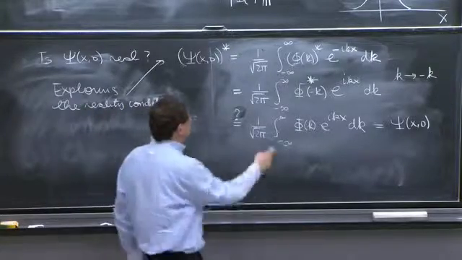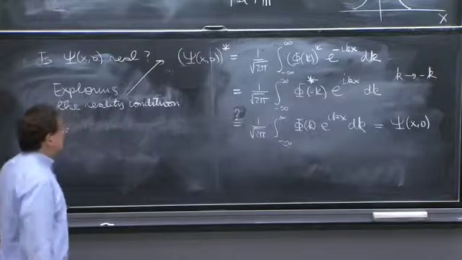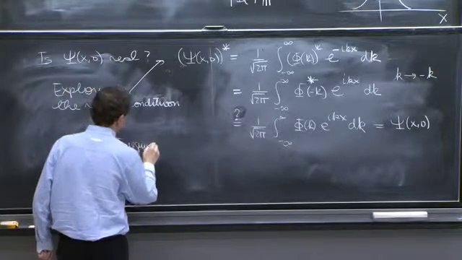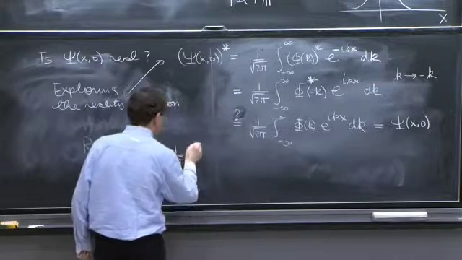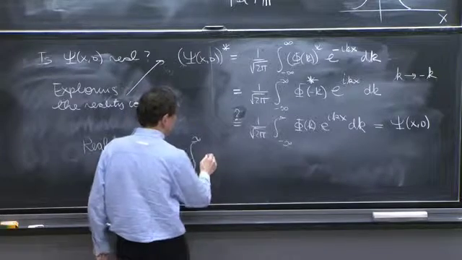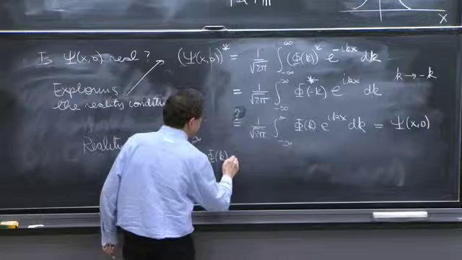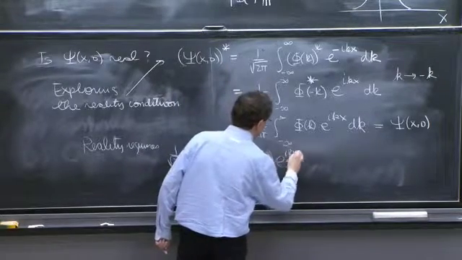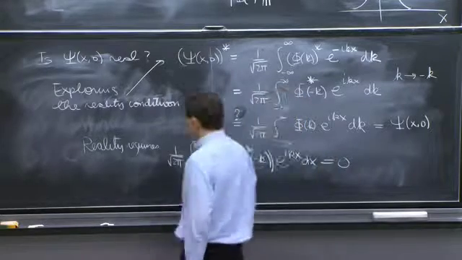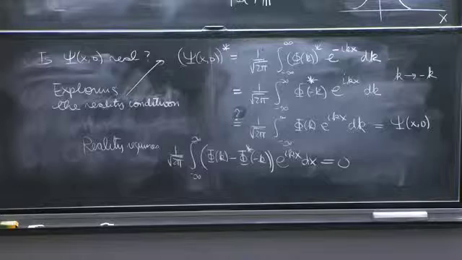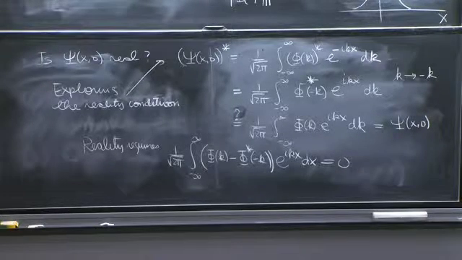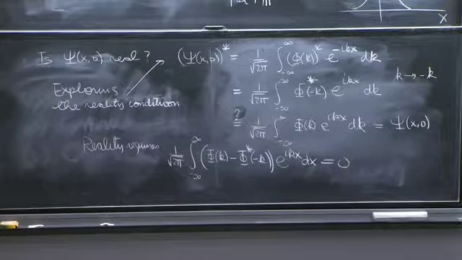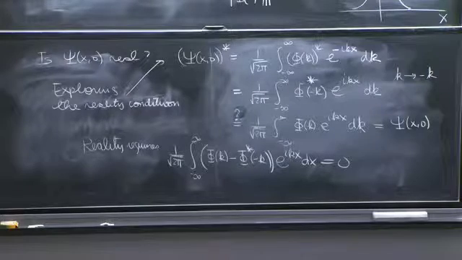So what must be true is that these two terms must equal each other. So in fact, reality requires that 1 over square root of 2 pi integral from minus infinity to infinity of phi of k minus phi star of minus k, times e to the ikx dx, is equal to 0. I brought the two terms to one side. Both are of the same type. They're integrated against an e to the ikx. And therefore, we can combine them. And that's what must be true in order for the function to be real.